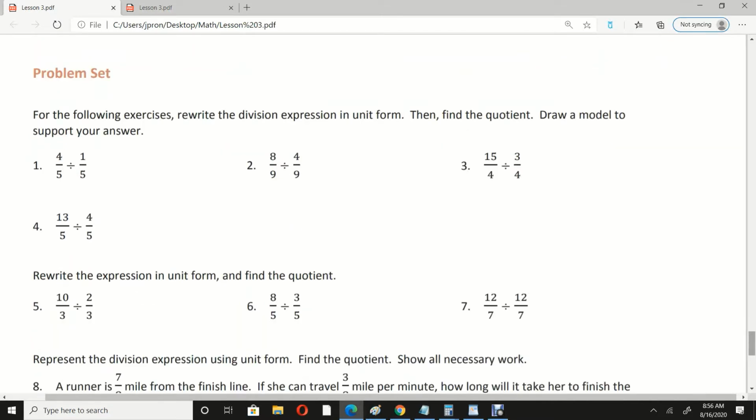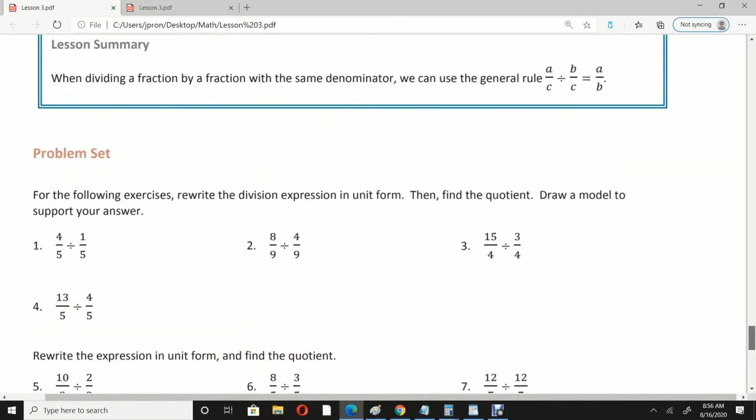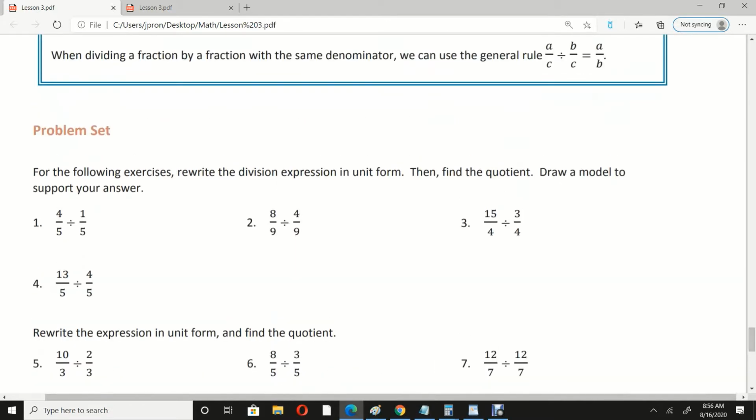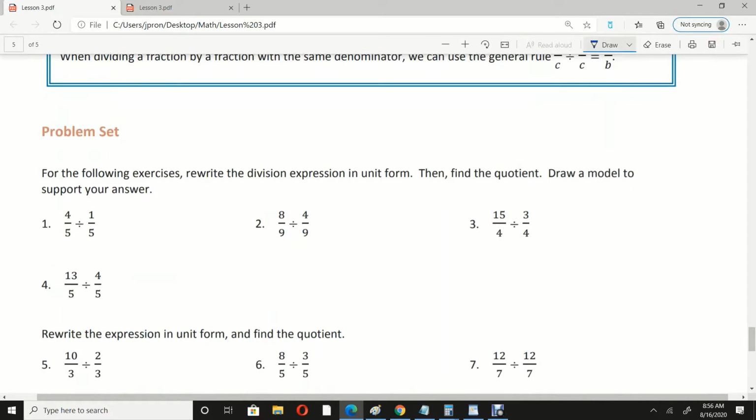So remember our general rule from the lesson, which you can refer back to right here. I really should have prepared before I started this. Okay, there we go. All right, you can look at it up there. It's right above your notes. So all we're going to do right here is, for the following exercise, rewrite division problems and expressions in unit form. Guess what?